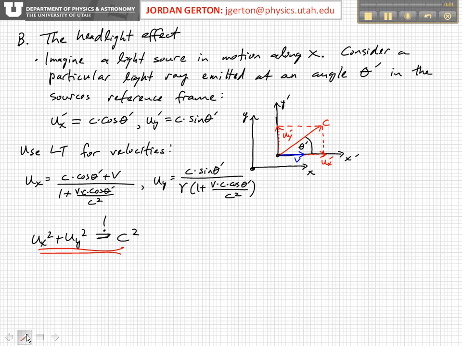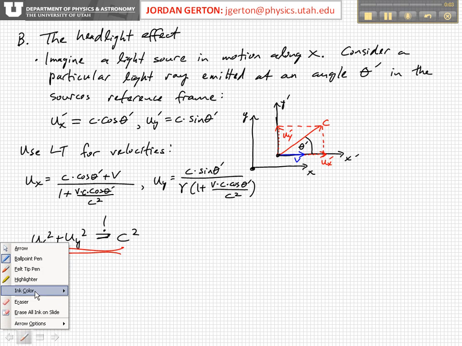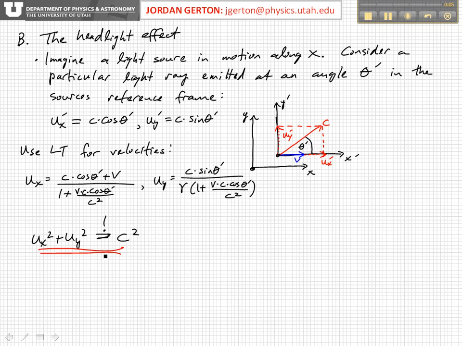Okay, so you should verify on your own that ux squared plus uy squared is equal to c squared. It better be, because the speed of light should be the same in all reference frames. But let's move on.